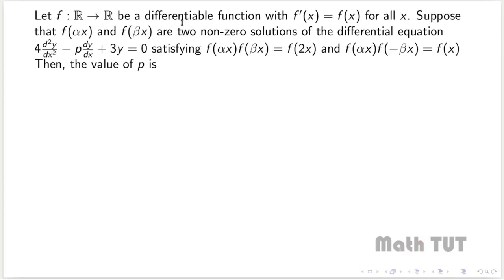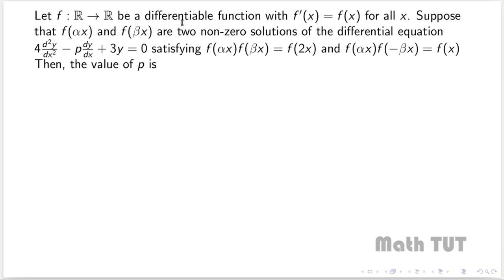So the next question is: let f from R to R be a differentiable function with f dash x equal to f of x for all x. And suppose that f of alpha x and f of beta x are two non-zero solutions of the differential equation 4 d square y by dx square minus p dy by dx plus 3y equal to 0, satisfying f of alpha x times f of beta x equal to f of 2x and f of alpha x times f of minus beta x equal to f of x. Then we need to find the value of p.